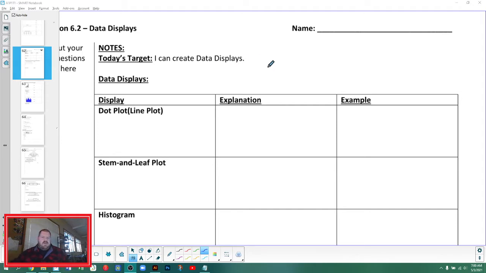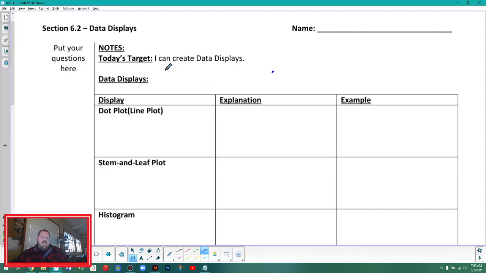Today we're going to be talking about different data displays and we're going to try to create data displays. So we've got a couple different displays that we're going to make and then we're going to make an entirely different one tomorrow. So there's a big combination of different data displays that I like to use based on the given information.